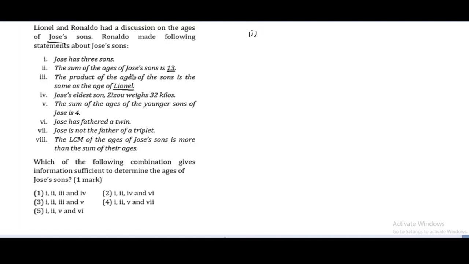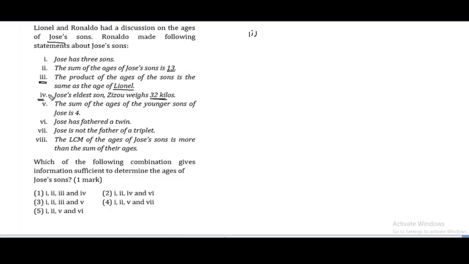Now, if nothing is given about Lionel, I do not think we can use this information. Joe's eldest son, Jijou, weighed 32 kilos. That is related to the weight. So again, I do not think I need to use this information.